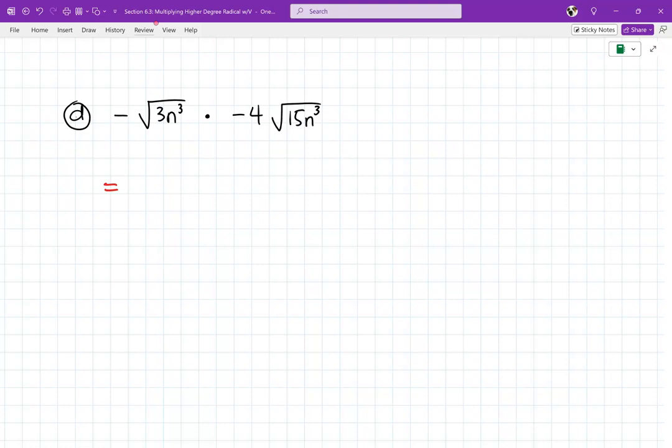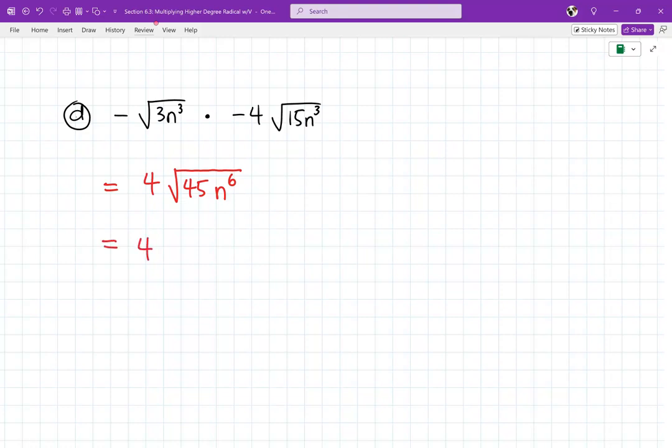So let's multiply this. There's a negative 1 in front of that one that doesn't have a number. So negative 1 times negative 4 is 4. Square root of 3 times 15, that's 45. N cubed times n cubed is n to the 6th, because there's 3 n's and then another 3 n's. I'm going to multiply them together. That's 6 n's altogether, so it's n to the 6th. Now I'm going to simplify.